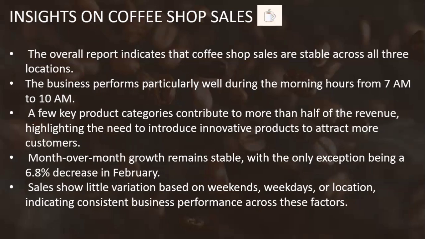The overall report indicates that coffee shop sales are stable across all three locations. Yes, we saw that. The business performs particularly well during the morning hours from 7 to 10 a.m. A few key product categories contribute more than half of the revenue, highlighting the need to introduce innovative products to attract more new customers into the shop. Month-over-month growth remains stable, with the only exception being a 6.8% decrease in February. Sales show little variation based on weekend, weekday, or location, indicating consistent business performance across these factors.